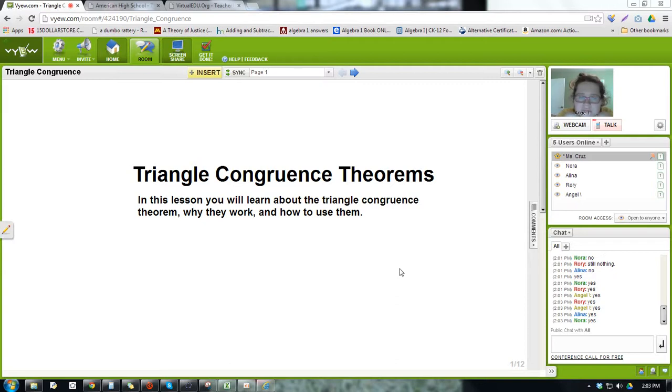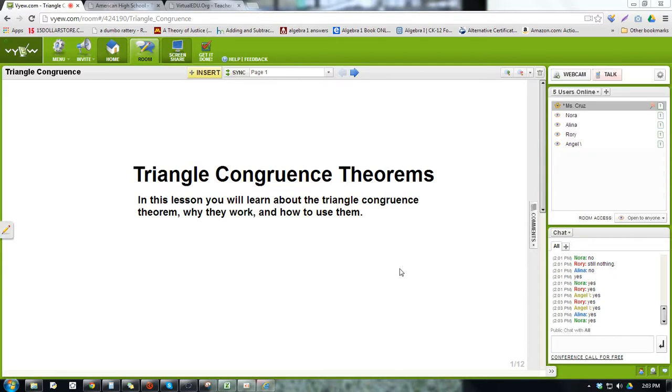Before we start, does anybody know what congruence means? Raise your hand if you know what that means. Okay, nobody. Does anybody know what equal means? Okay, so two of you know what equal means. Oh, I see three of you. Okay, so all of you know what equal means, so that's a good thing.